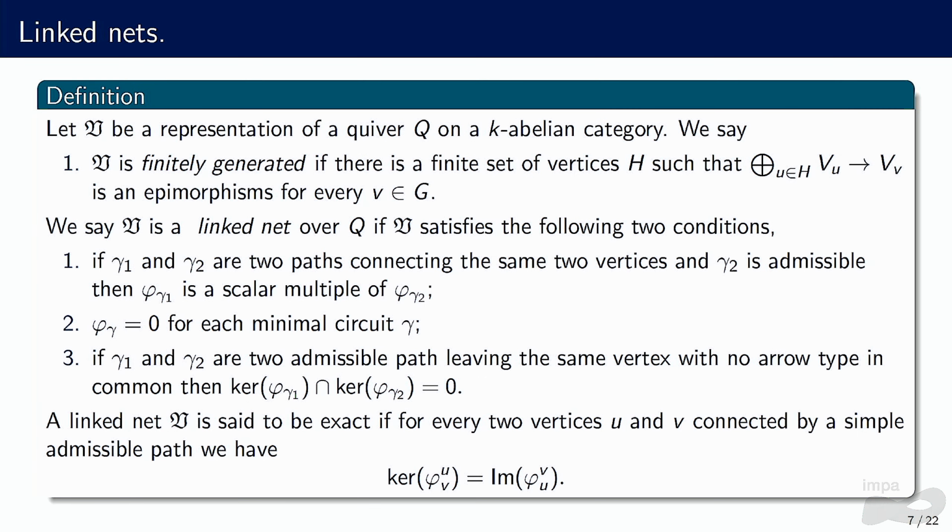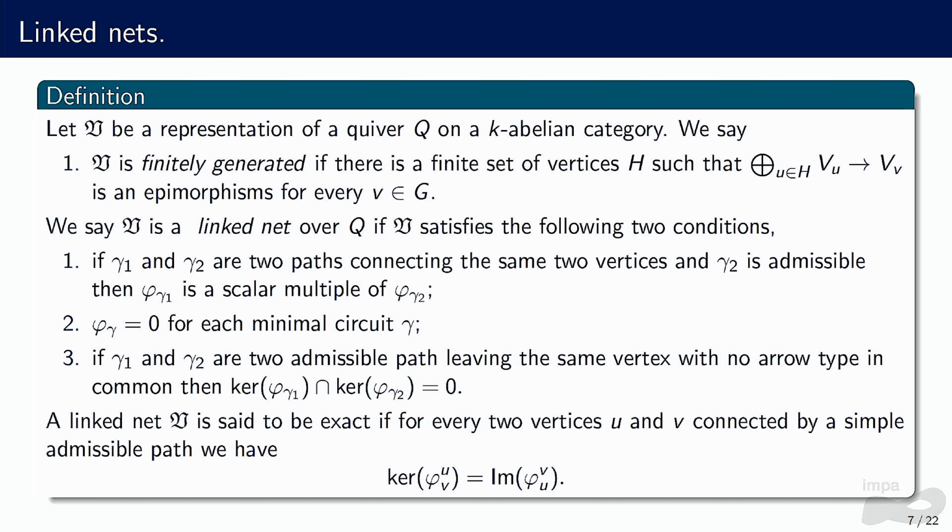And now I would like to tell you what a linked net is. A linked net is essentially an abstraction of the properties that the representations that arise in the setup of the degeneration of curves satisfy. So essentially, we would like to have these three properties. The first property means that if we have two paths leaving the same vertex and arriving at the same vertex, if one of them is admissible, then the maps associated to the paths, one must be a scalar multiple of the other. The composition along a minimal circuit is 0.